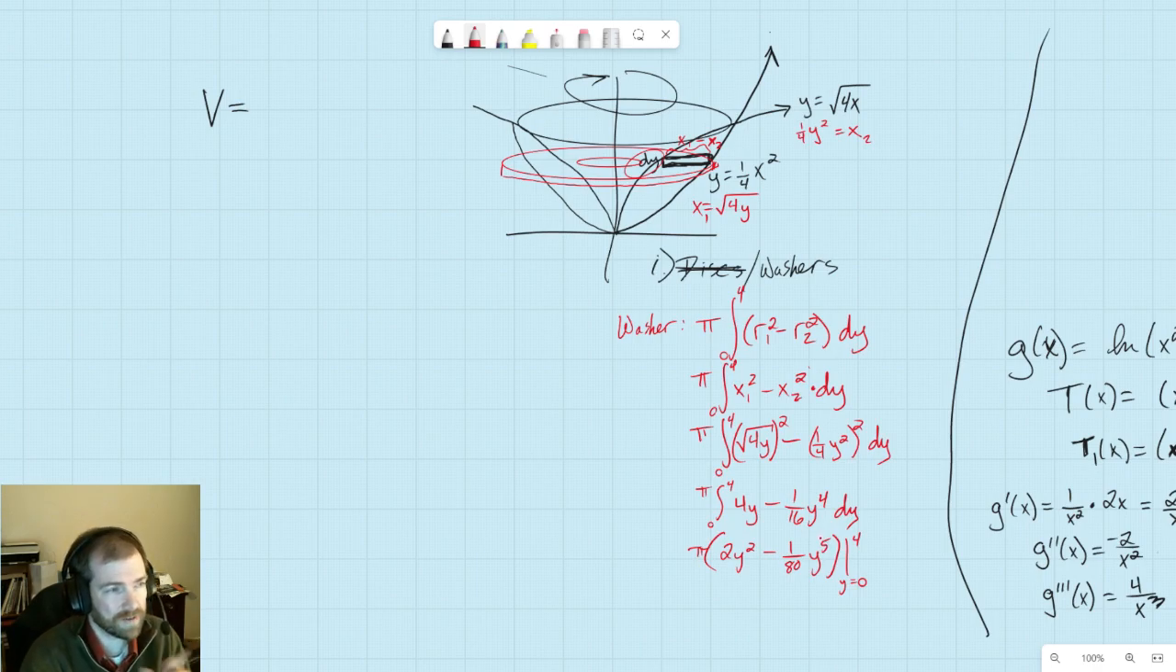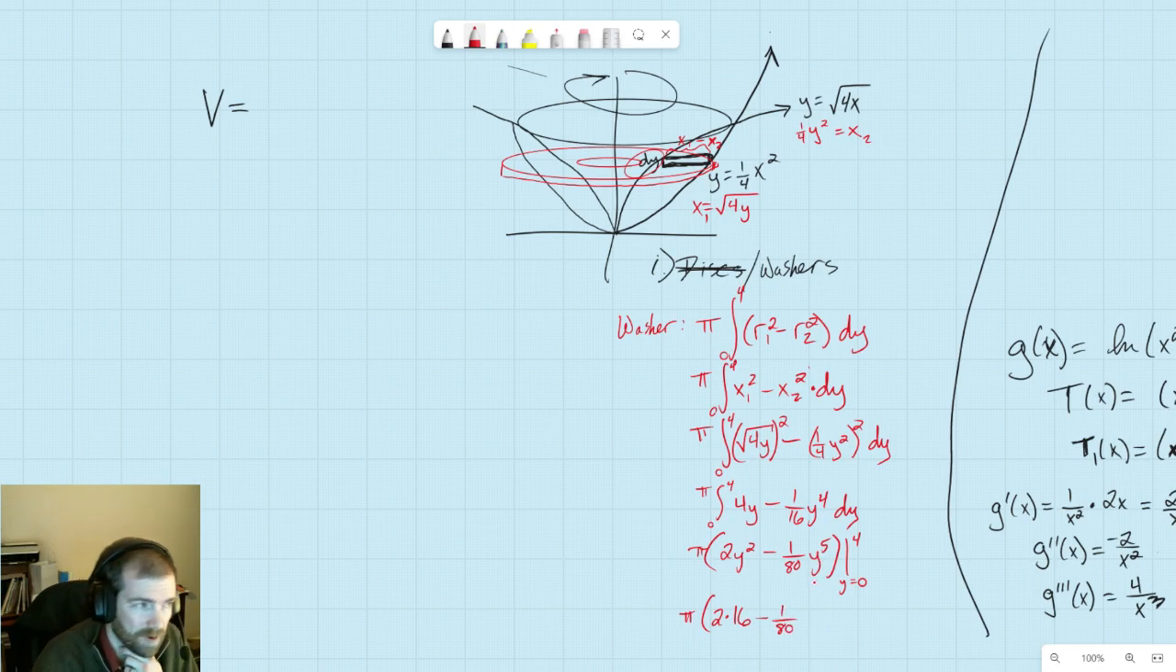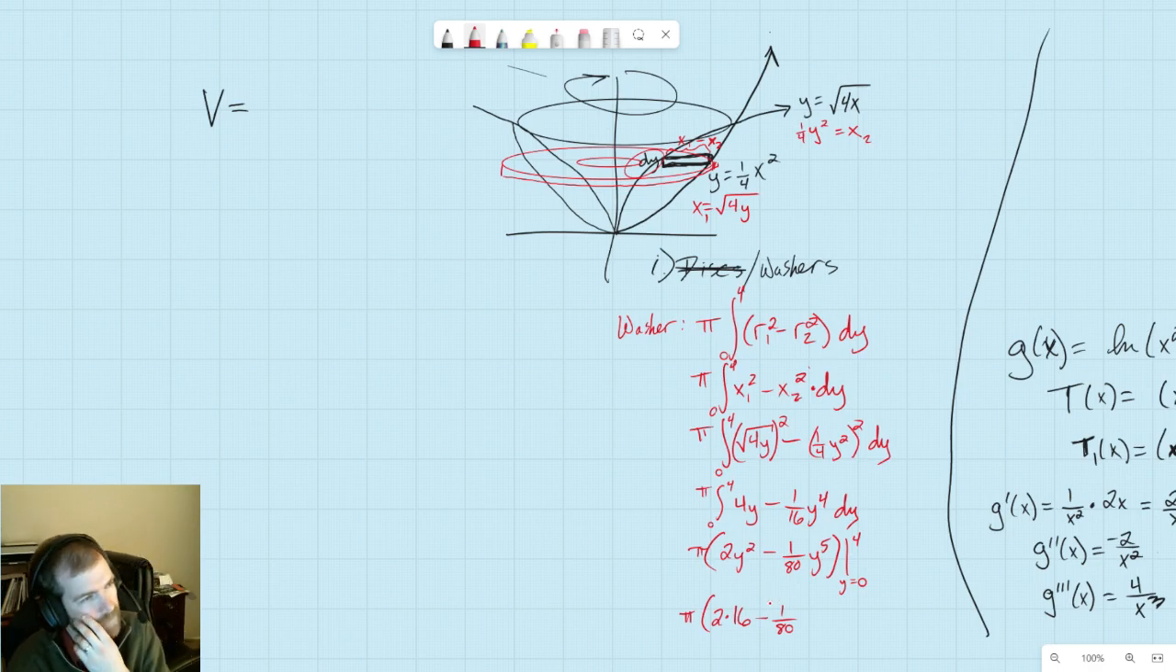Alright, the 0 is going to drop out so that we don't even have to consider it. And then that's going to get us pi times the quantity 2 times 4 squared is going to be 16 minus 1/80th. 4 to the 5th power is a lot. 64, 256, 1024. Yeah, 2 to the 10th.